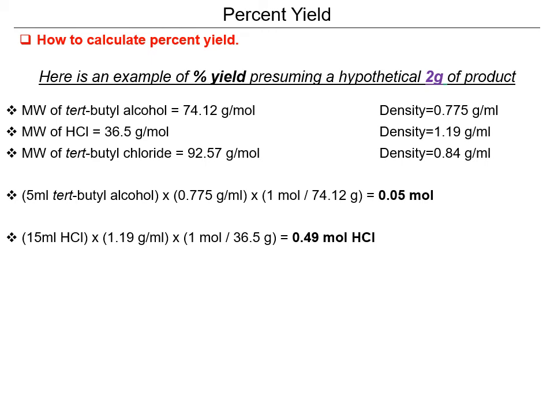Provided here is an example of a percent yield calculation, presuming a hypothetical 2 grams of product obtained. First, we must calculate the number of moles of substrate used in the reaction. Taking into account the initial volume, which is 5 milliliters, we multiply this value with the density to obtain the grams of substrate. This value, multiplied by the inverse of the molar mass, will give us our amount used in moles, which is 0.05 moles.